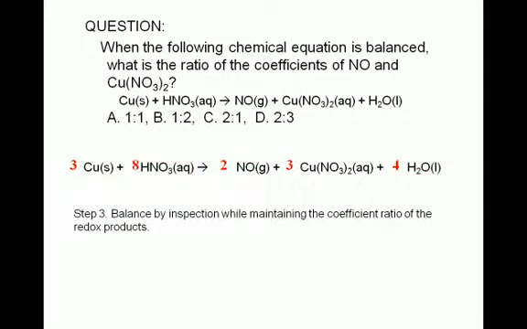Finally, we can verify that oxygen is already balanced at this point. There are 24 oxygens on the left side. 8 times 3 equals 24. And there are 24 oxygens on the right. 2 in nitric oxide, 18 in copper nitrate, and 4 in water. 2 plus 18 plus 4 equals 24.